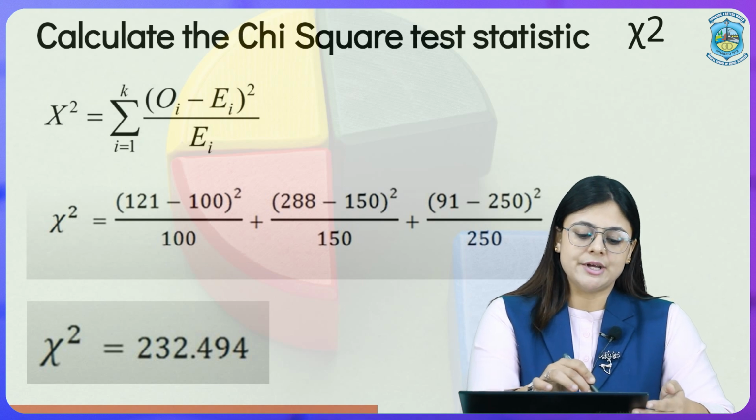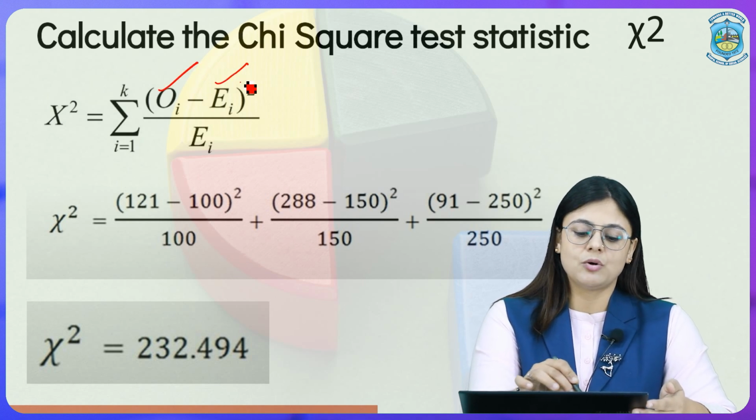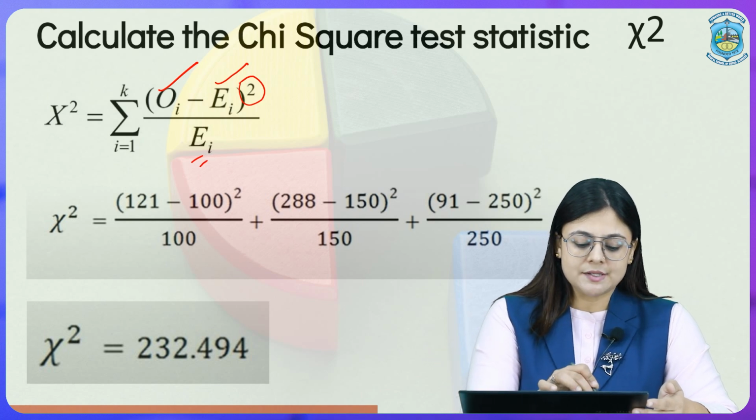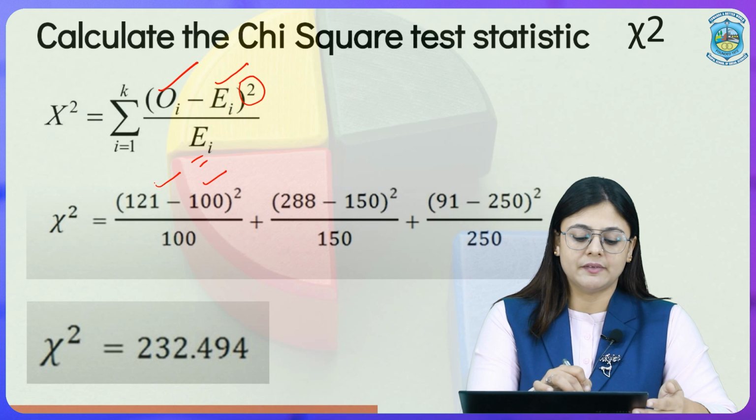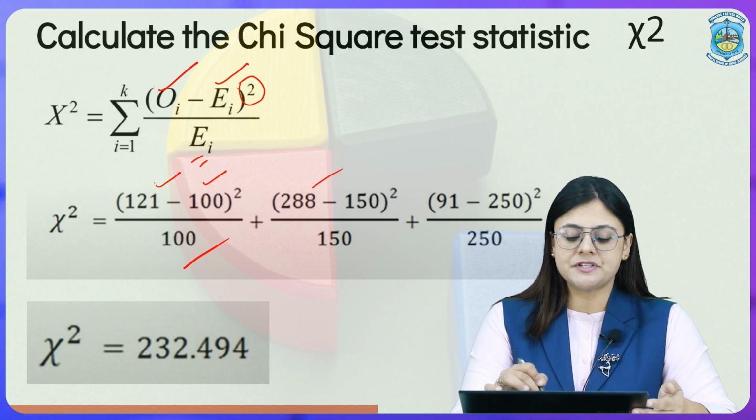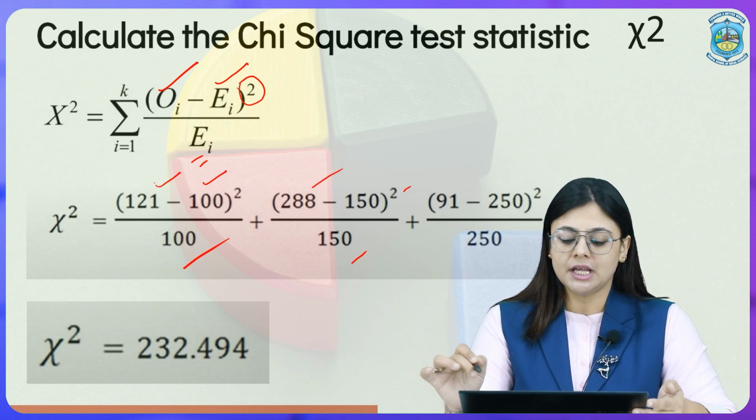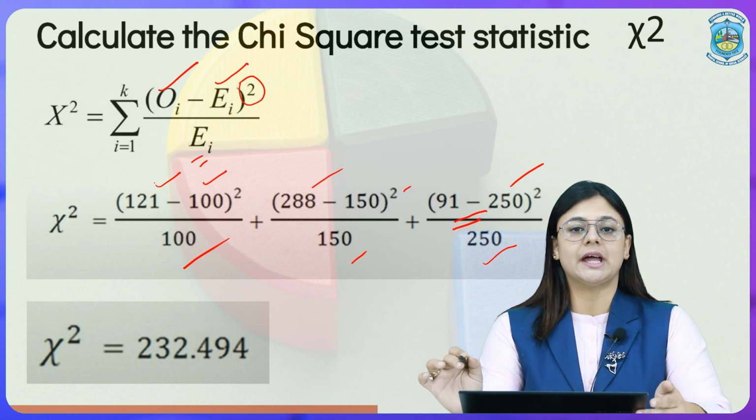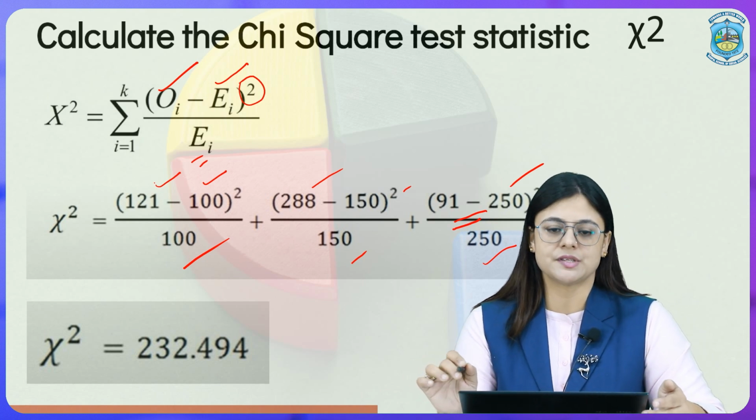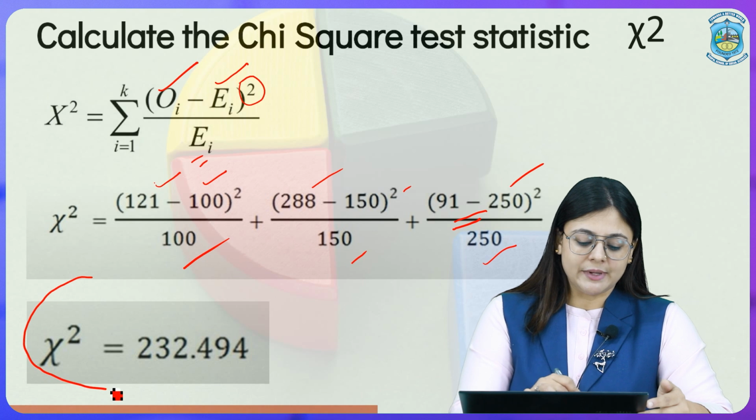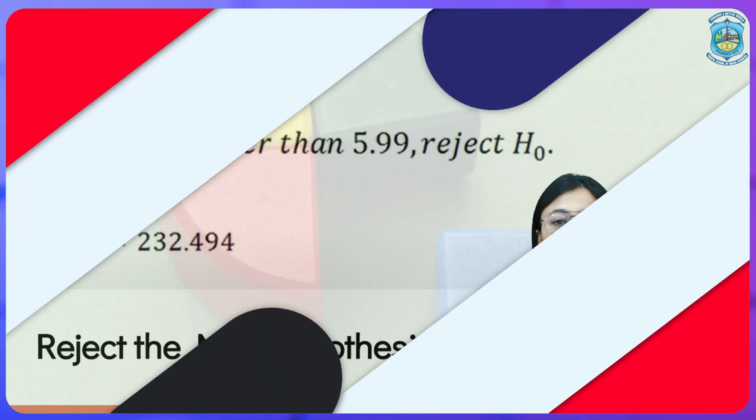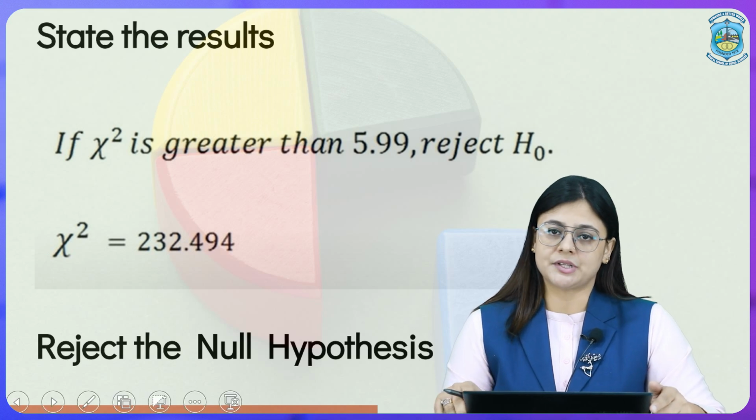So here is the calculation. The formula being used is the summation of observed minus expected whole square divided by the expected frequency. So the value here is 121 minus 100, square it up, divided by 100, 288 minus 150, square it up, divided by 150. Next is 91 minus 250 and whole square divided by 250. So here you may see that we would get a negative value, but when you square it up, it becomes positive. So after the calculation, we have the chi-square value as 232.494.